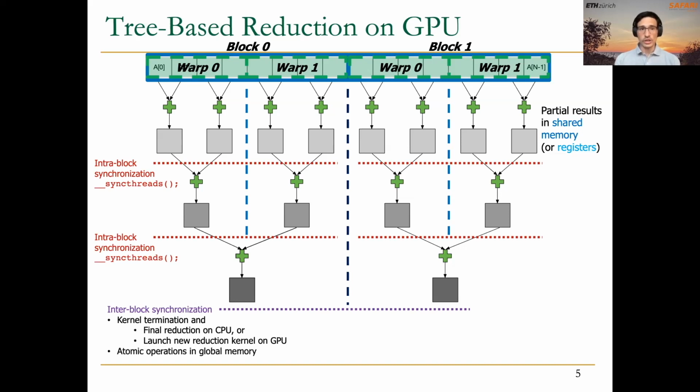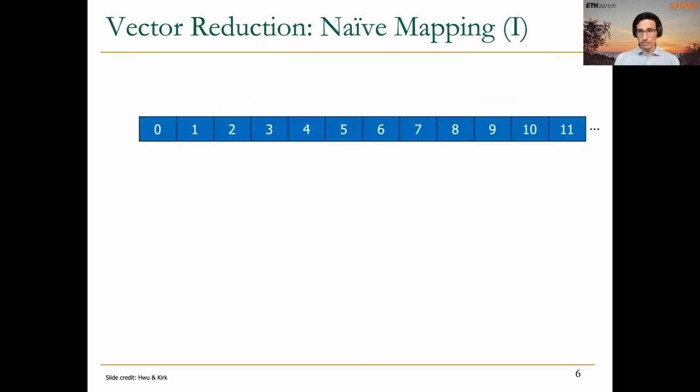And another possibility is to use atomic operations in global memory. Because we have a single value per thread block, we could have one thread of this thread block using an atomic operation to global memory and accumulating the final reduction result in some memory position in global memory. The way that we map the computation in this parallel reduction to the available threads might clearly determine the performance of our work.